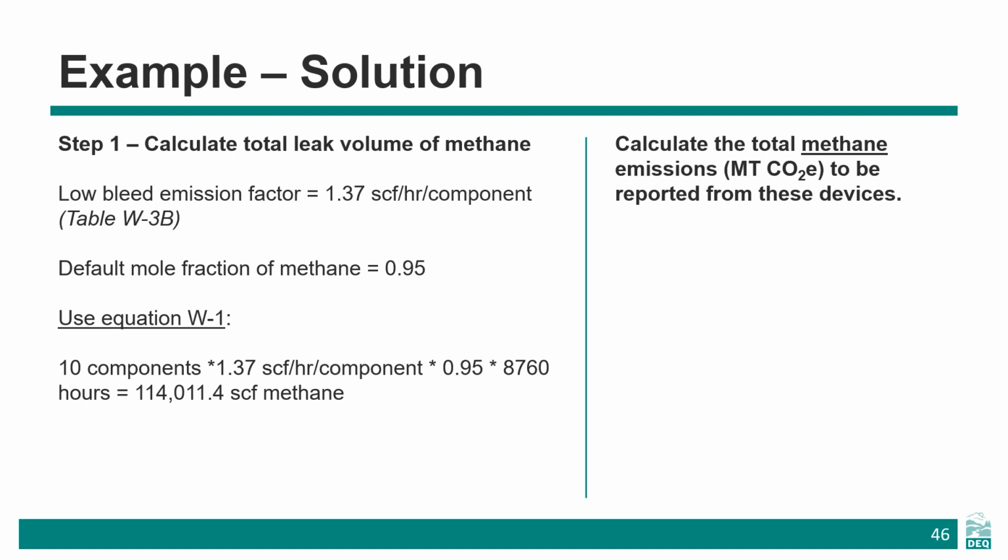To do this calculation, we need to know the emission factor for a low bleed pneumatic device, which is taken from table W-3B. Since no gas composition data was provided, we must use the default mole fraction for methane of 0.95. Plugging this into equation W-1, we get emissions of about 114,000 cubic feet of methane over the reporting year.